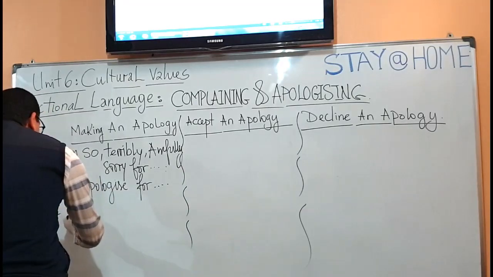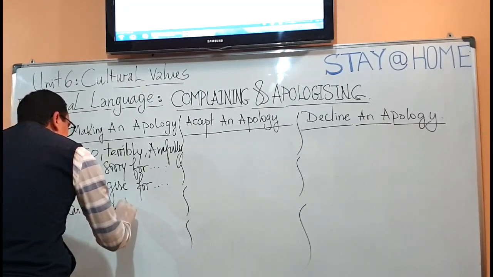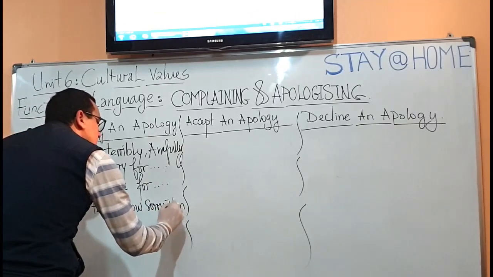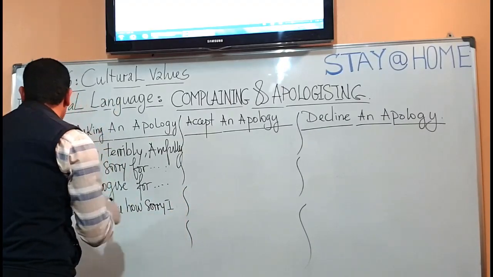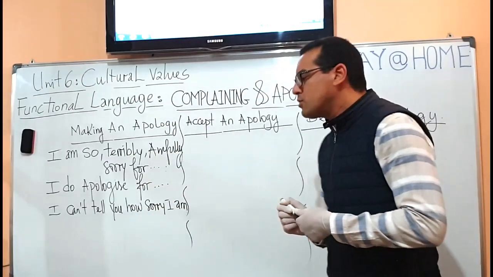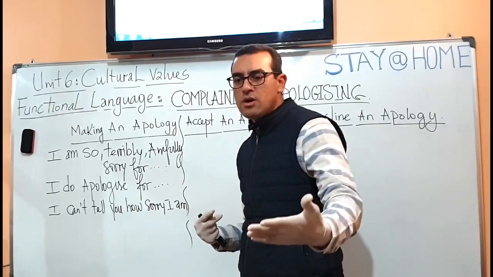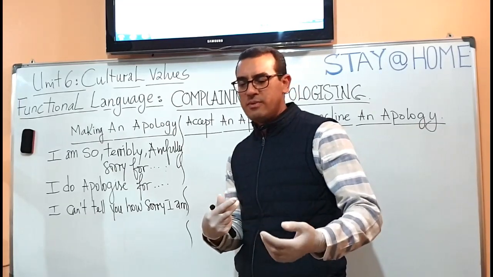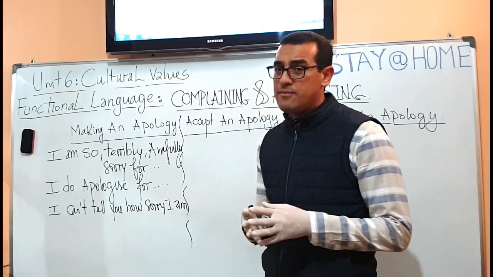I can't tell you how sorry I am. You can write the short or the full form. I can't tell you how sorry I am, for example, for breaking your mobile phone. I was trying to take a look at your mobile phone and then it dropped and it broke. So, I can't tell you how sorry I am for what happened.